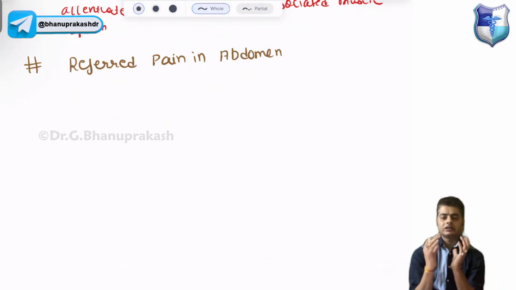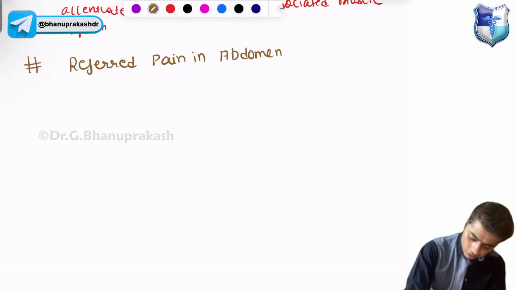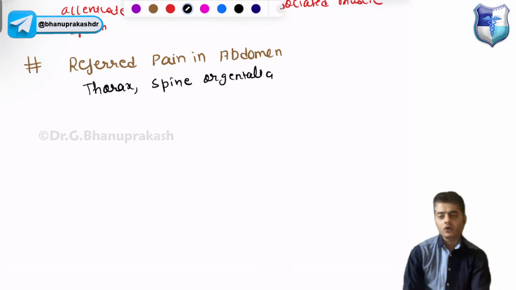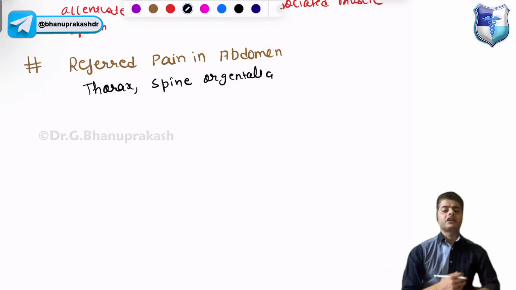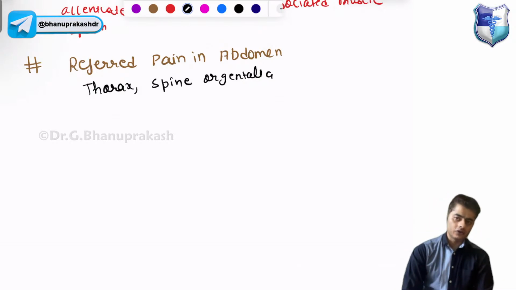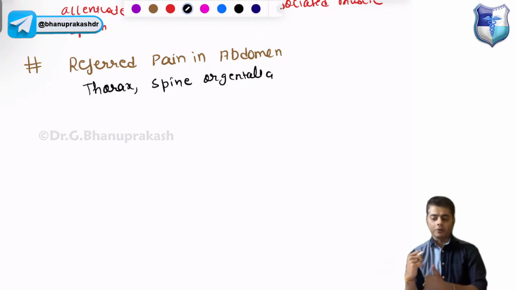So from all the places where pain can be referred to the abdomen: your thorax, your spine, and your genitalia. And whenever pain is referred to the abdomen, you always have to consider intrathoracic causes also, because many times intrathoracic problems present as abdominal pain.